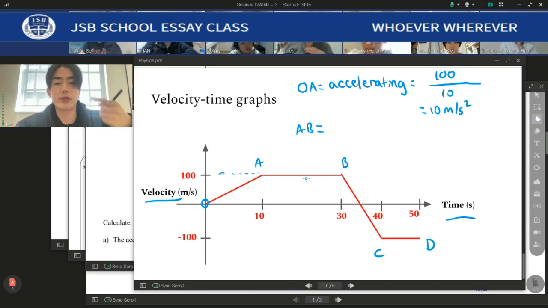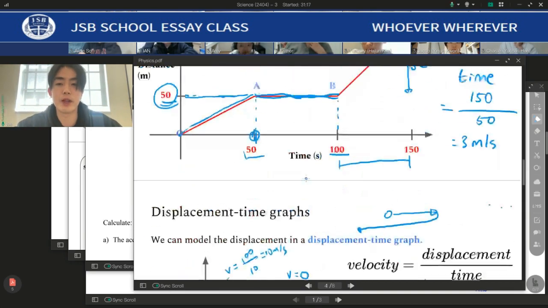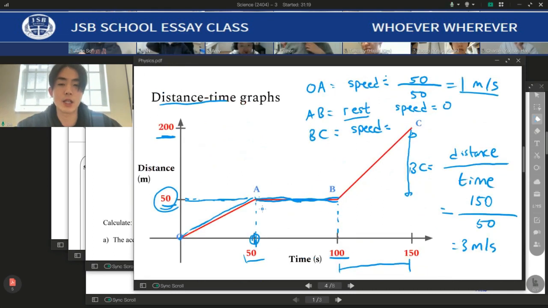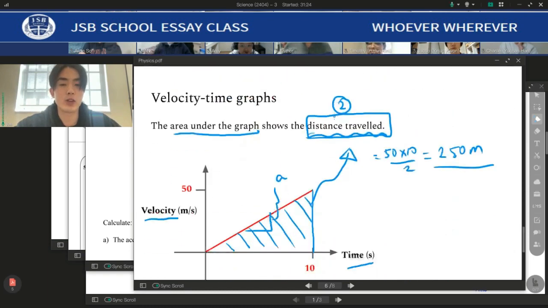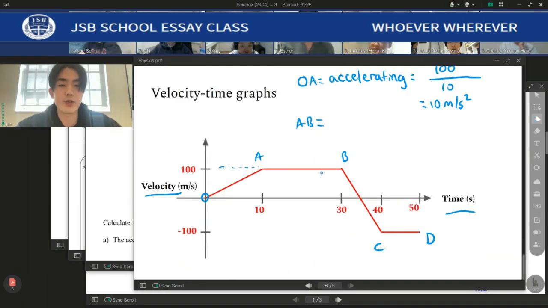That's why we have to be very careful what the graph is. Remember, up here, we did distance time graph, and when it's flat, we said it's stopped. But when we're looking at a velocity time graph, if it's flat, it does not mean stopped. It means it's still moving. So be very careful what kind of graph we're looking at. So A to B, the car is still moving, but the acceleration is 0. It's the same speed, same velocity, same 100 all the time from A to B.